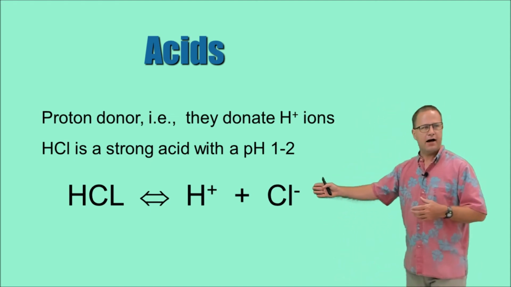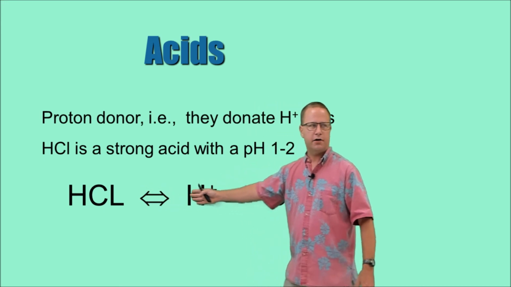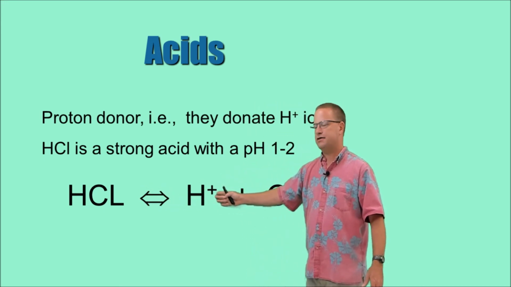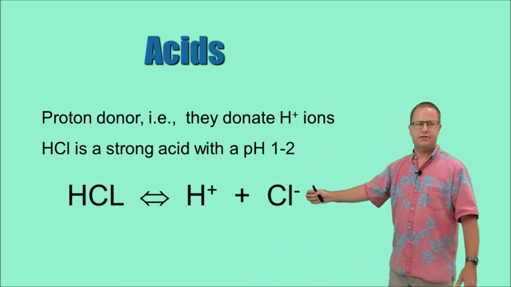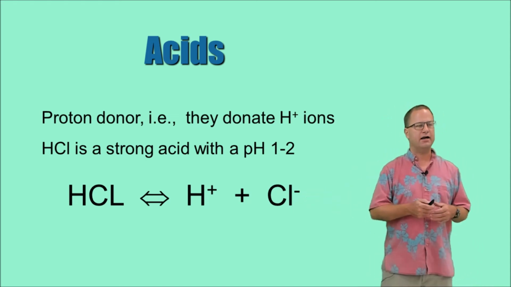So here we have hydrochloric acid, right? So HCl, which we find in the stomach, add it to water, it dissociates into hydrogen ions, which are positively charged, and chloride ions, which are negatively charged. So that forms an acid because it gives off hydrogen ions.